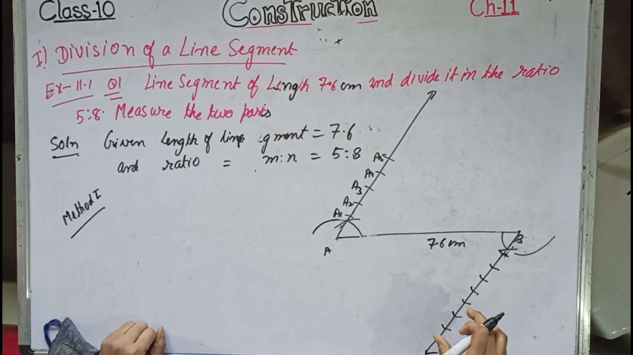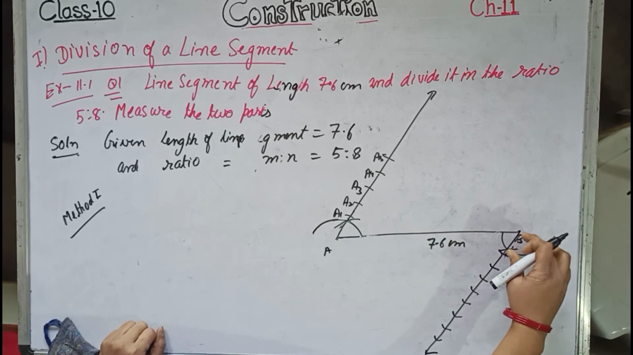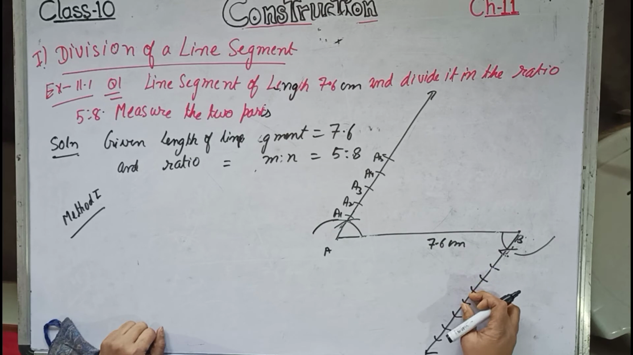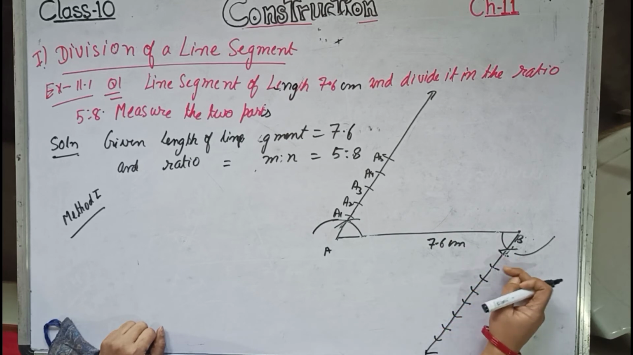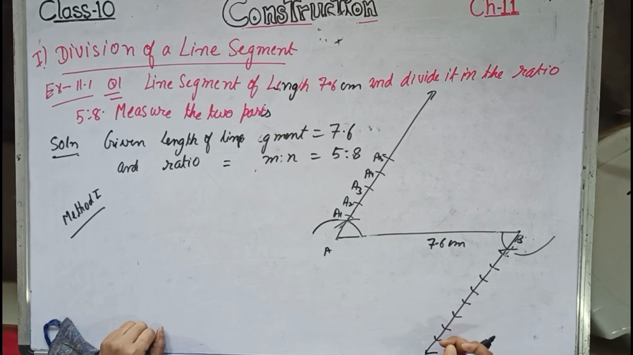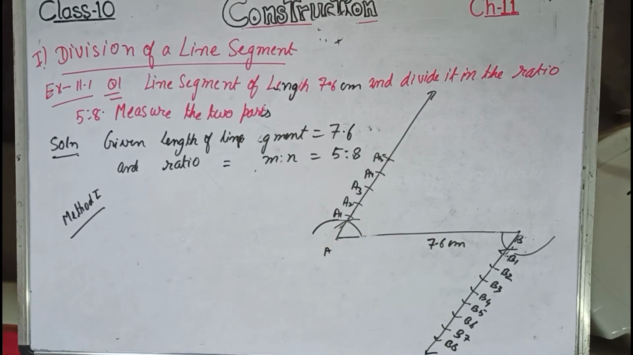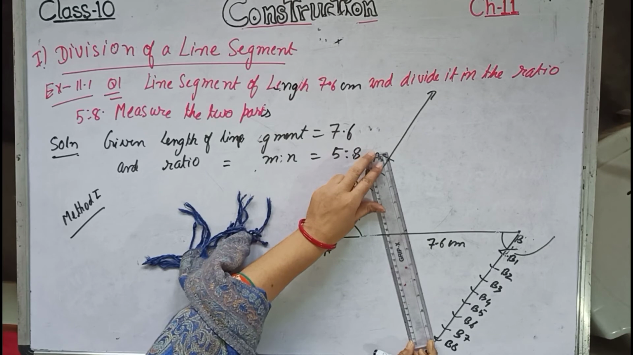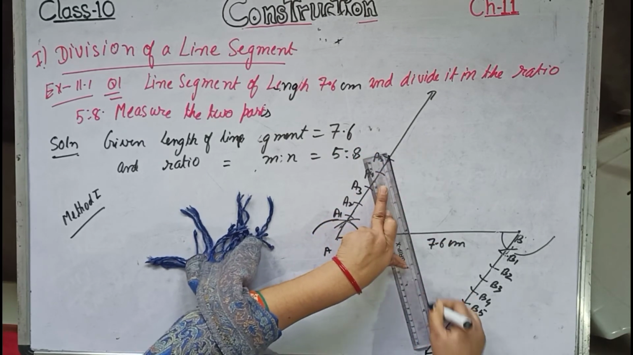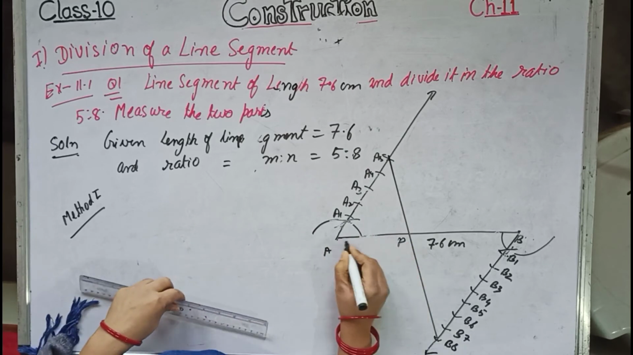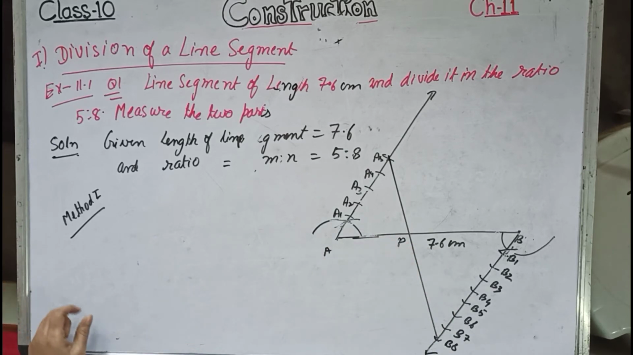Keep in mind, don't draw with the hand. Take the arcs with the help of the compass. 1, 2, 3, 4, 5, 6, 7 and 8. Like this you will be crossing with the help of your compass and name them B4, B5, B6, B7 and B8. Now the only thing is to join these two. Take the scale. I think I can join here also with the help of a scale. Yes. So join with the help of a scale. And this point P divides the line AB in the ratio of 5:8.